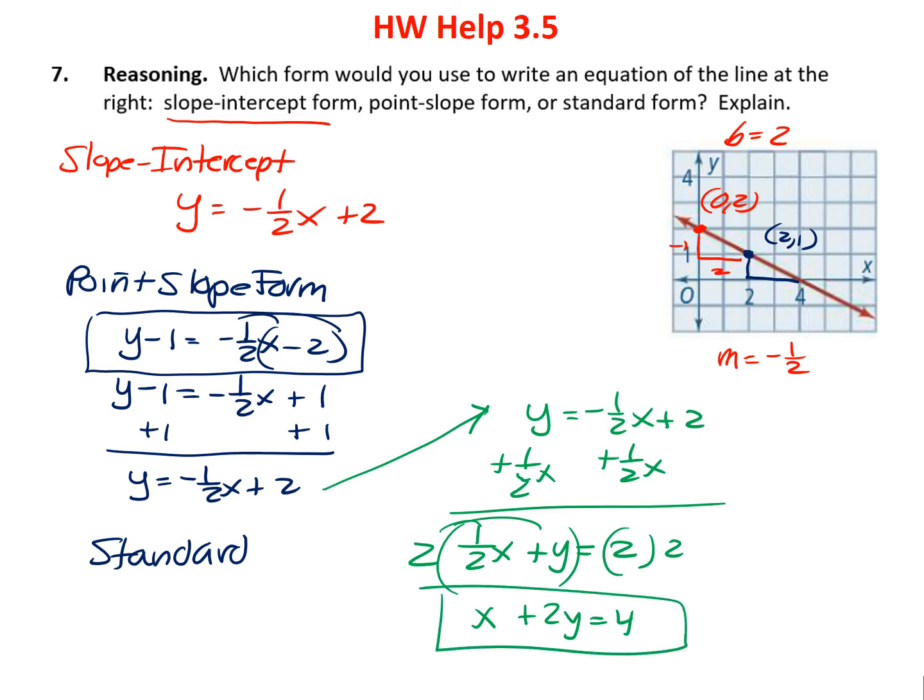So as I said, the easiest, I believe, would be the slope-intercept. Next would be the point slope. The hardest would be standard, because you actually have to write one of the other forms and then solve for the standard.